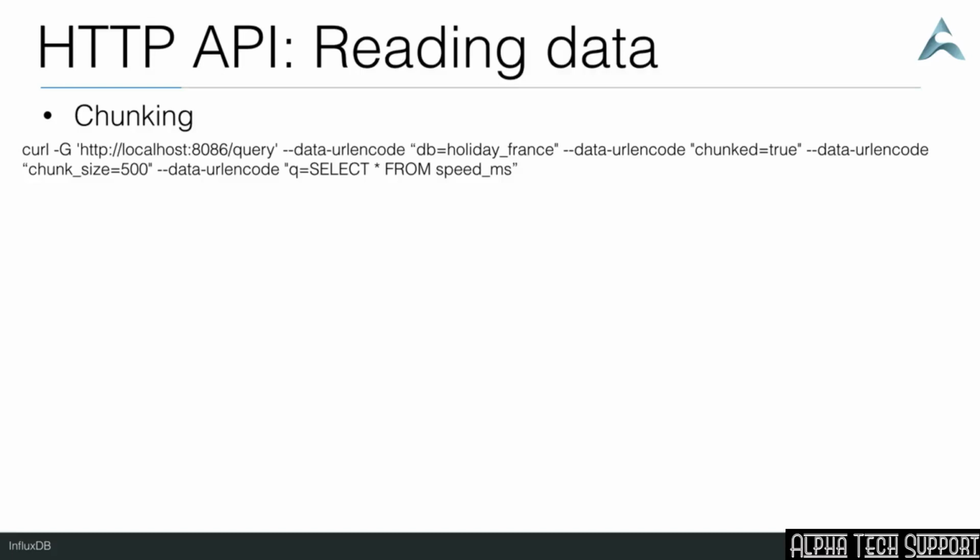You can see we're going to pass the query select start from speed_milliseconds, and we're going to add a chunk size of 500. Now it's going to return the data in batches of 500 measurements.